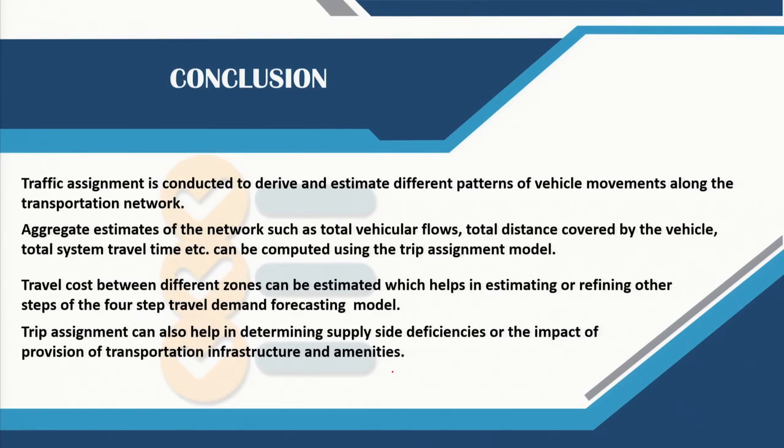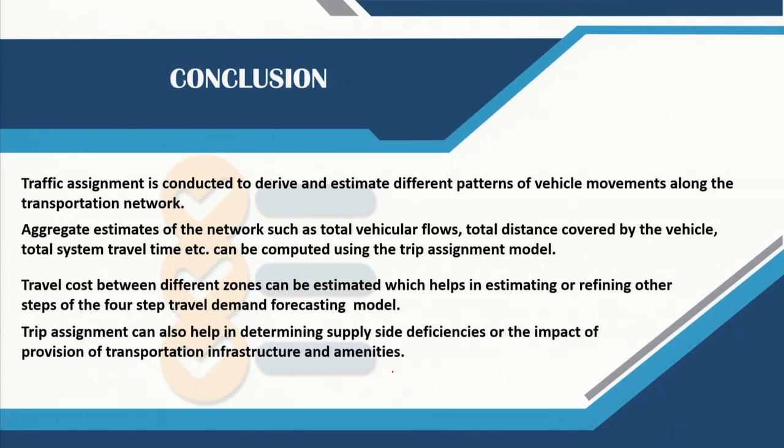We can conclude by saying that traffic assignment is conducted to derive and estimate different patterns of vehicle movements along the transportation network. Aggregate estimates of the network such as total vehicular flows, total distance covered by the vehicles, total system travel time, etc. can be computed using the trip assignment models.